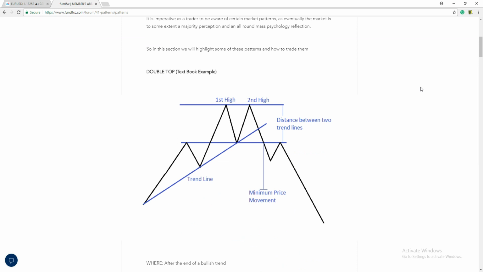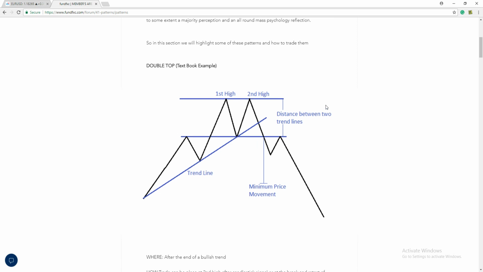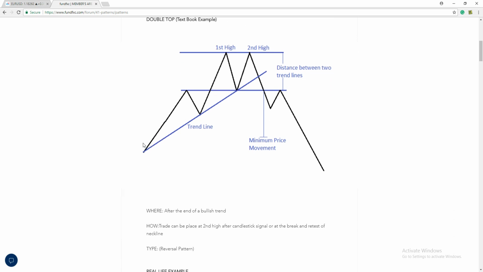So the first pattern we'll be going through is what we call a double top pattern. It is a pattern that comes at the end of an uptrend. It forms almost, you can see, a double top, two tops that meet each other. It's a first high and a second high at the same point roughly. Then we have what we call a neckline, which is the bottom. So if you can see an M, the bottom of the M would be what we consider a neckline. Now where you find this, like I said, is in a bullish trend.